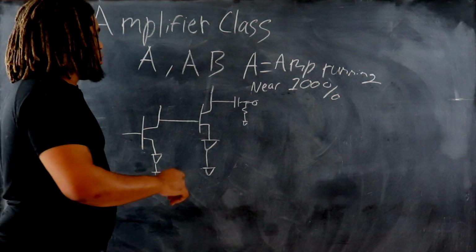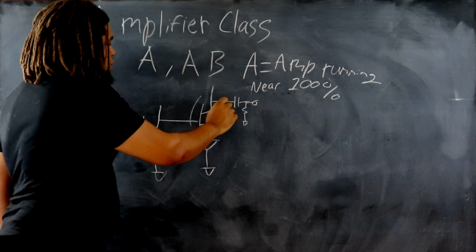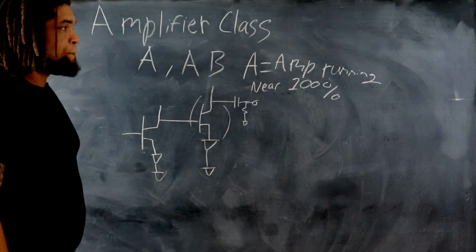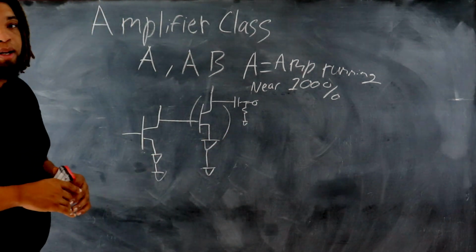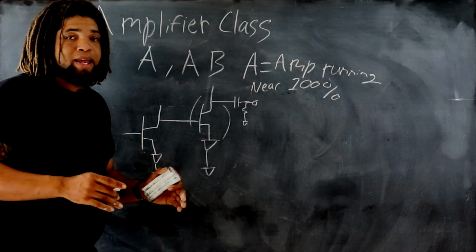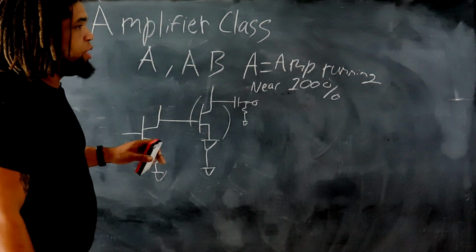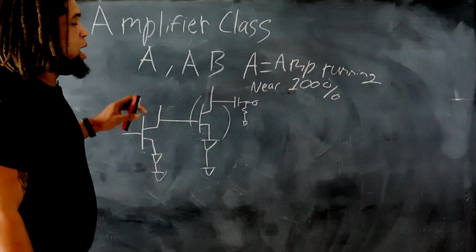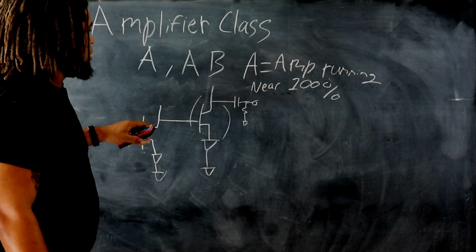Right? So all that energy that's being consumed by this transistor, a great portion of that is being dissipated as heat. So this is one reason why it's very inefficient to run transistors in this manner.